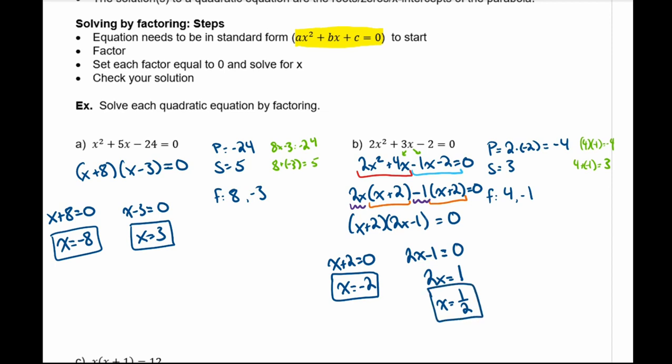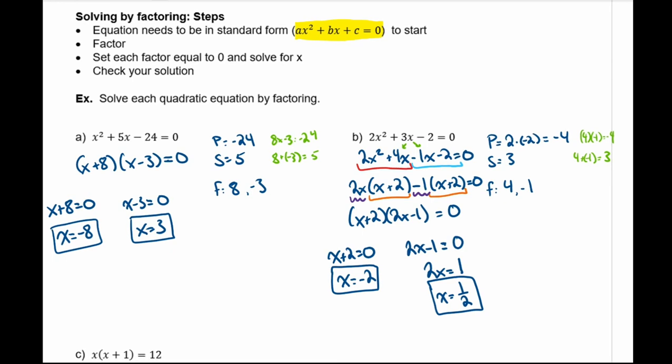So in this case, we factored it, we're still solving the equation, so we have to set each factor equal to 0, and we get that our two solutions are x equals -2 and x equals 1/2.